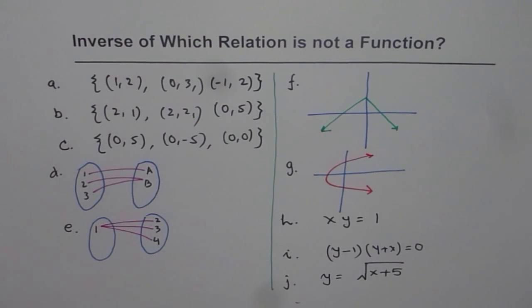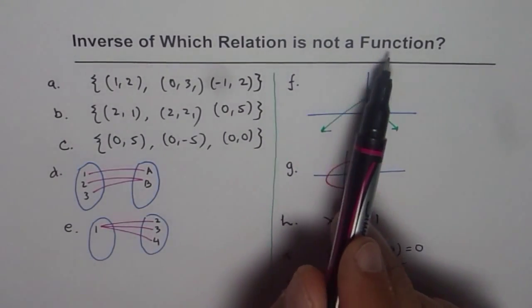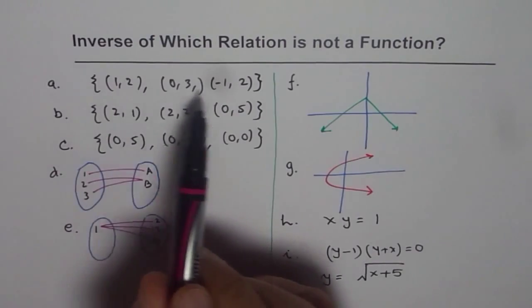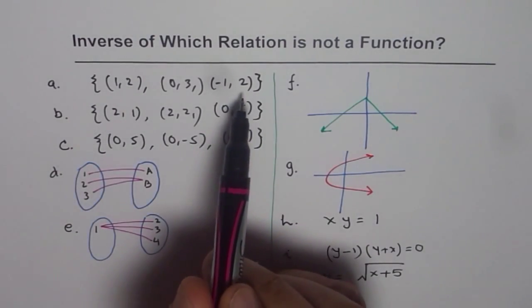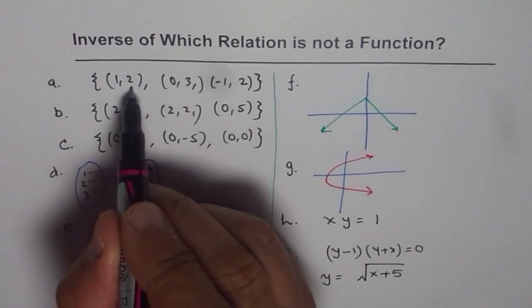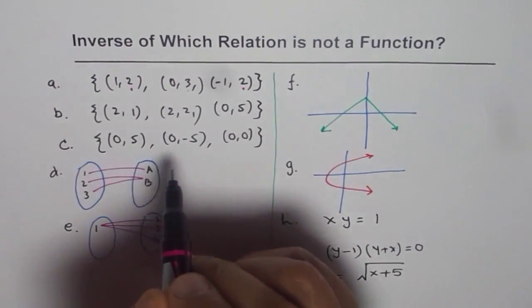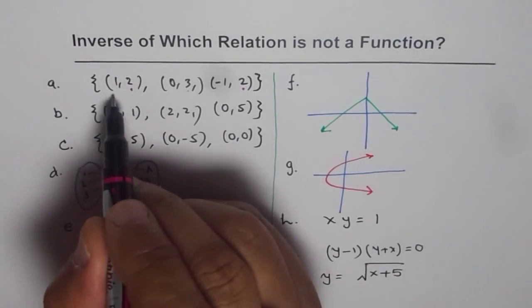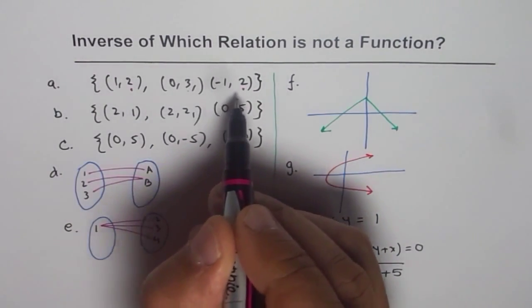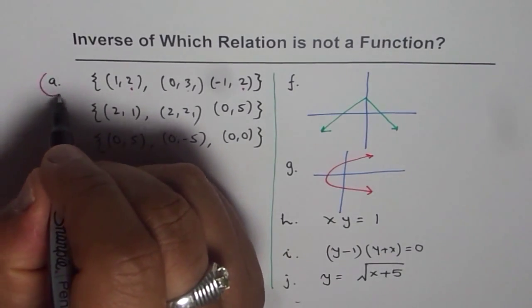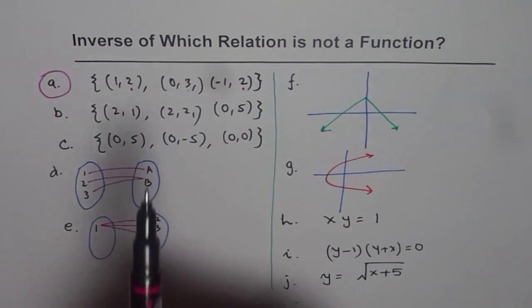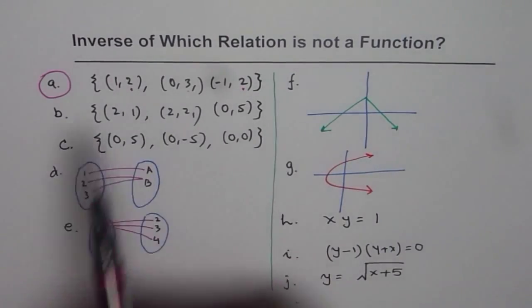How will you do it? Let's see. I hope you must have got the answers by now. Here are my solutions. Inverse of which relation is not a function. So first we are given these relations. We have to find the inverse not being a function. That means we are looking for the y values being repeated. So here the y values are repeated, and therefore its inverse will give us (2, 1) and (2, -1). That is not going to be a function. So this is our answer, which says the inverse of this relation is not a function.